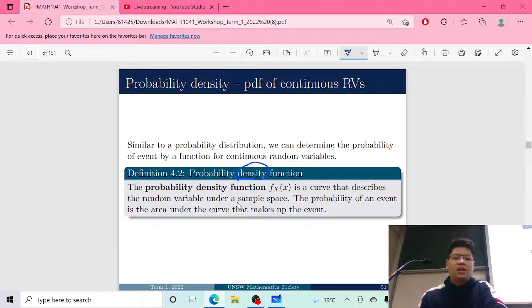Here. And essentially it's a curve that describes the random variable under a sample space. We'll see what the PDF looks like in a little bit, so don't be boggled too much by the definition. The idea is that the area under the curve represents the probability that the events are happening.